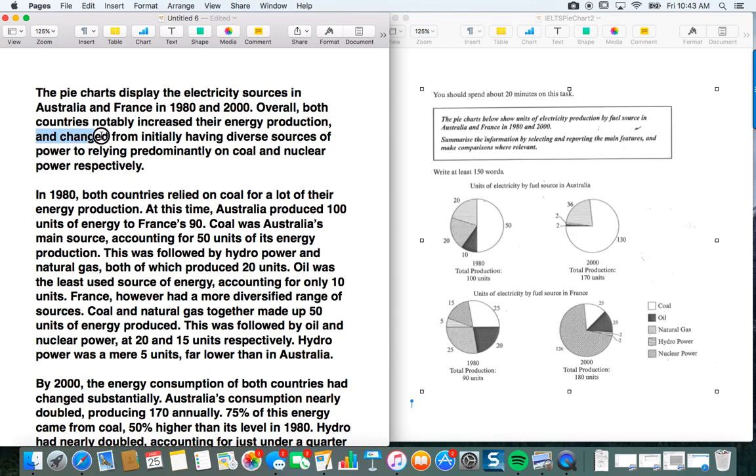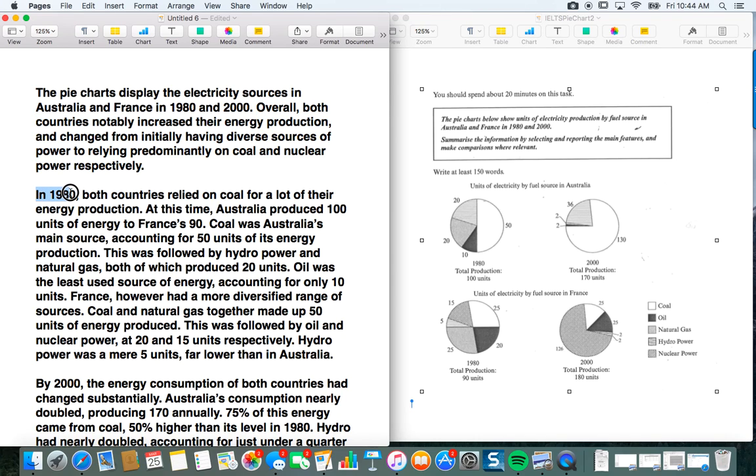And here we go: changed from initially having diverse sources of power. So, pretty diverse. You went from 50, 20, 20, 10, 50, 50. Here you've got very diverse to relying predominantly on coal for Australia and nuclear for France. All right. So again, they've gone majorly coal, majorly nuclear. All right. So yes, that's quite a big overall, but the pie charts are often like that. So do pay attention to that.